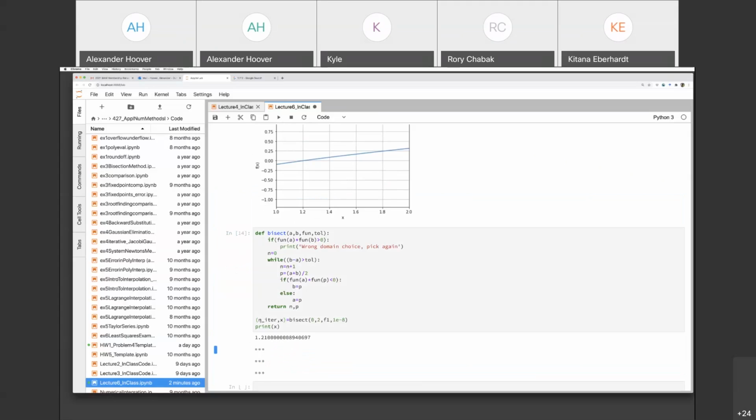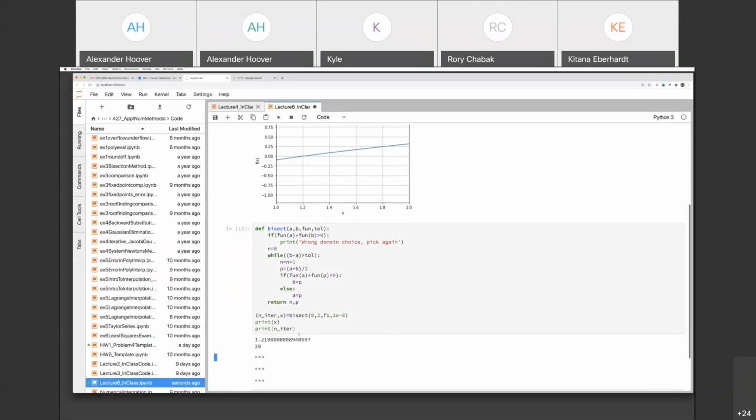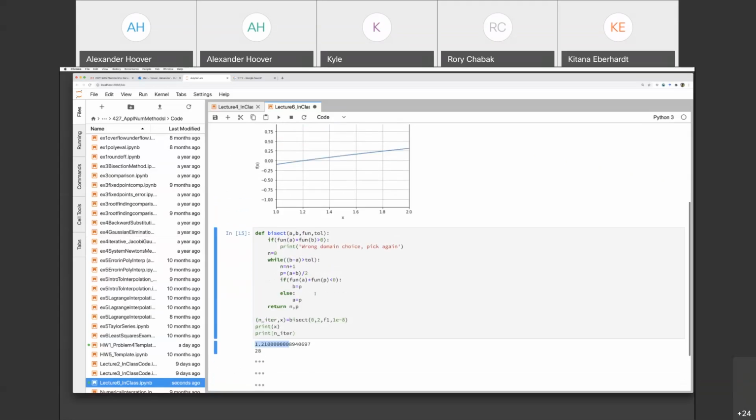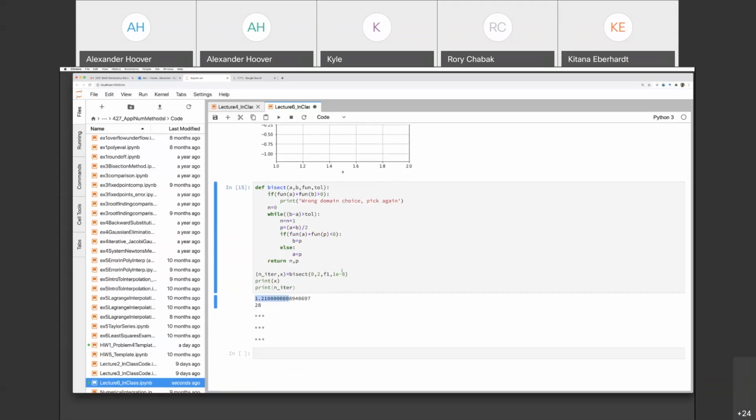Okay, so it took 28 iterations to get to our answer, which is accurate up to 10 to the negative 8 degrees. Are there any questions so far?